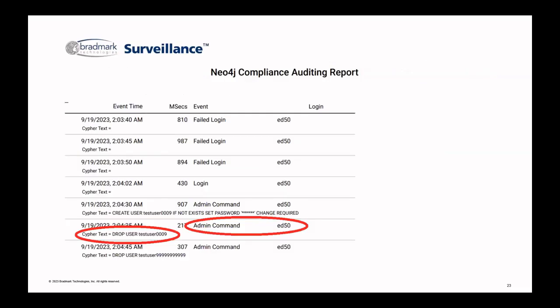This is a report from Neo4j, so a NoSQL database. And you can see the kinds of things that we see for admin commands. So here we have an admin command that's a drop user command. So this may not be very good for us. We don't know, but we can see who did it and the admin command as well. So on the administrator side, this is the kind of information we provide as well.